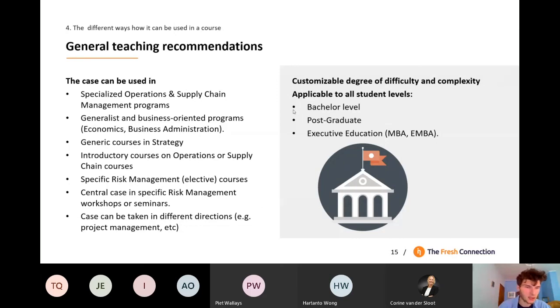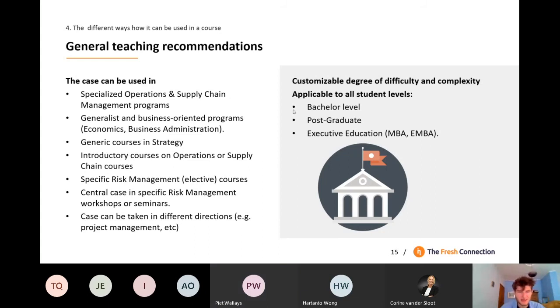So we were thinking of specialized operations and supply chain management programs, and of more general, business-oriented programs, like economics and business administration, but also courses about strategy, operations and supply chain management, and courses very specialized on risk. That's of course the ideal course to use this with, because it's really about risk assessment and risk management. Those courses are usually electives. And then also risk management workshops or seminars.